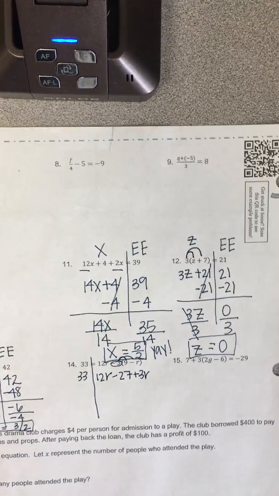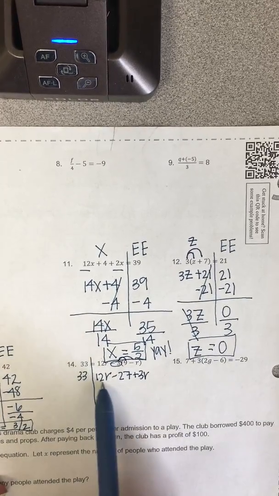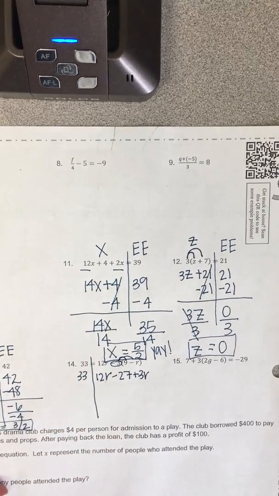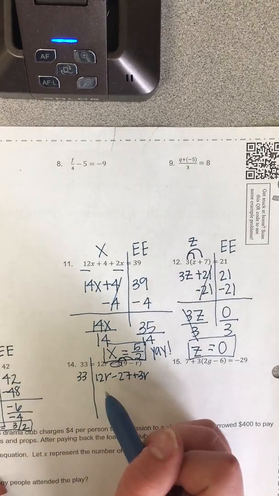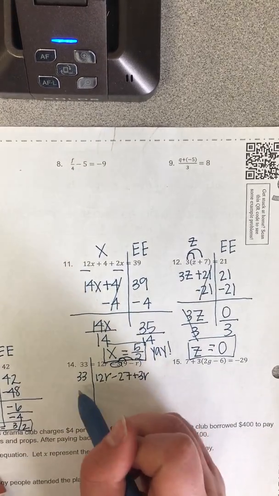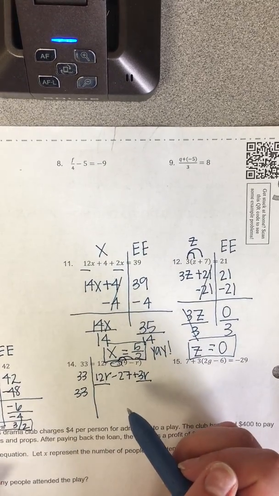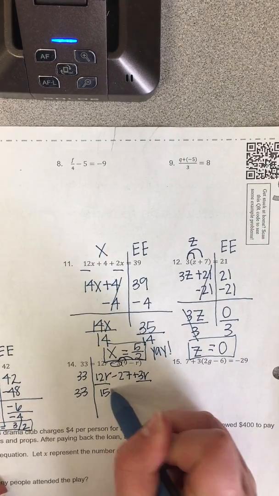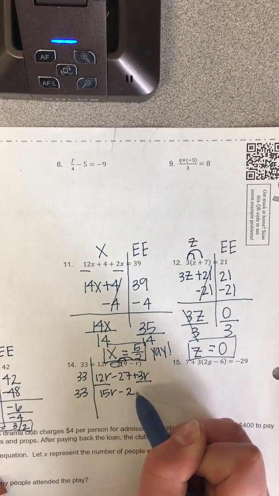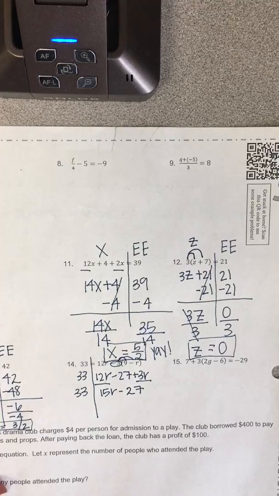Am I done simplifying? No. I have an r here and an r here. I only want one r when I start getting to the fun part. So I need to simplify more. So I can combine this 12r and this 3r. 12 plus 3 is 15r minus 27. Now we can go to the fun part.